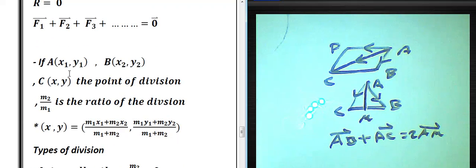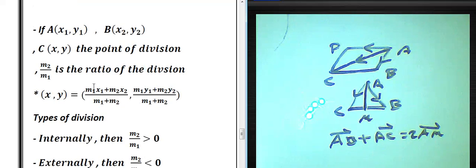If A is (x1, y1) and B is (x2, y2), and C (x, y) is the point of division in the ratio M2 to M1, we can find x and y as x equals (M1 x1 plus M2 x2) over (M1 plus M2), and y equals (M1 y1 plus M2 y2) over (M1 plus M2).